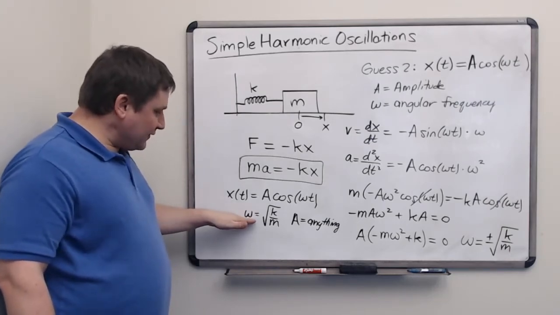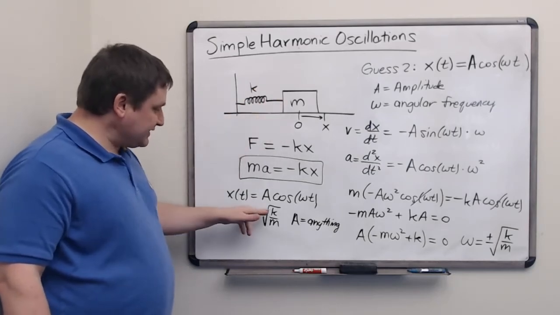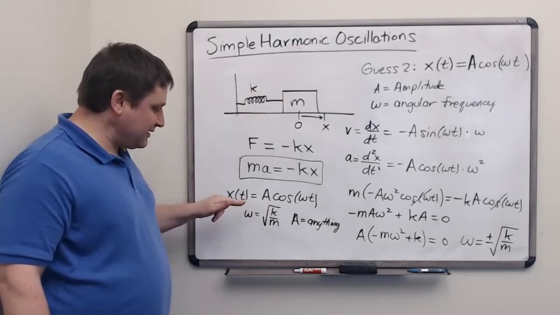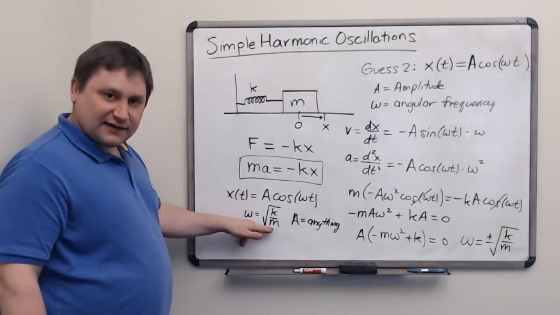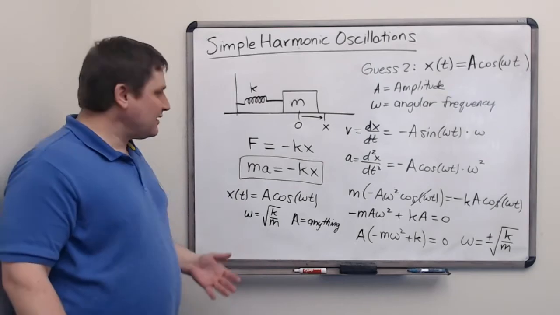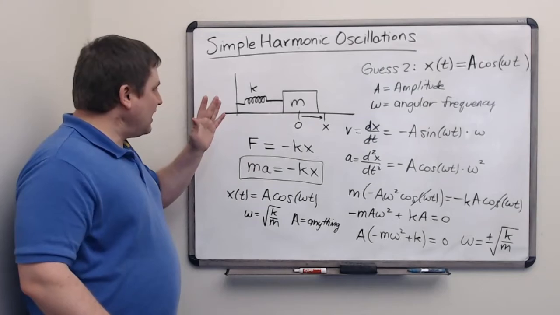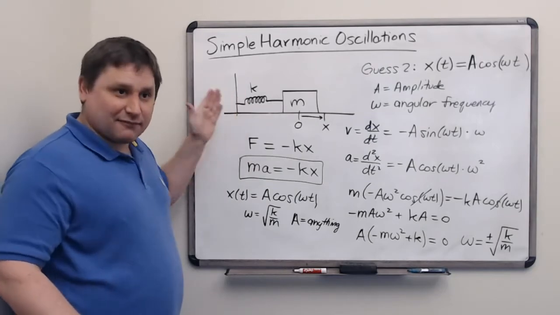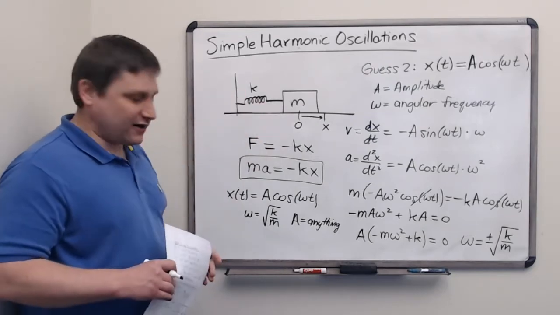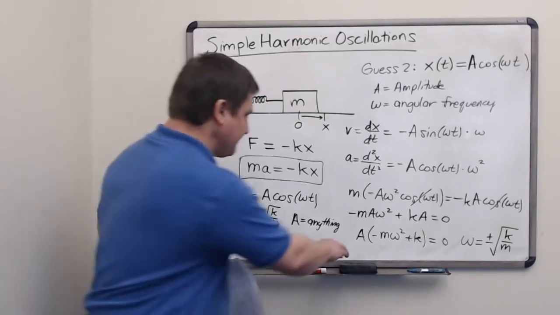The angular frequency is determined by the spring and the mass. So a stiffer spring makes the frequency higher, and a larger mass makes the frequency lower. So that fits with our expectations, right? More mass, more inertia, sluggish to move around. On the other hand, stiffer spring, more force, makes it move around quicker. But not in direct proportion, right? There's this weird square root here.